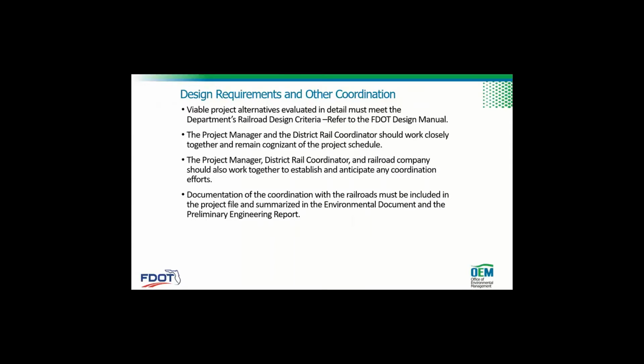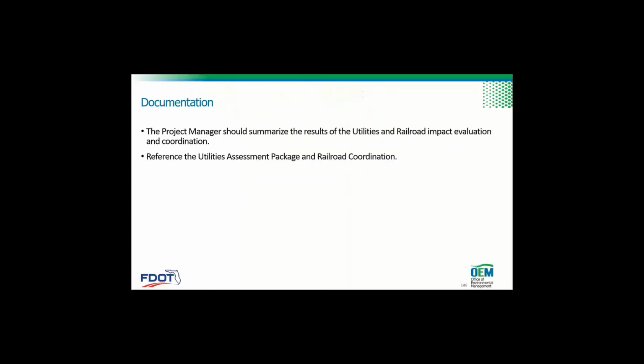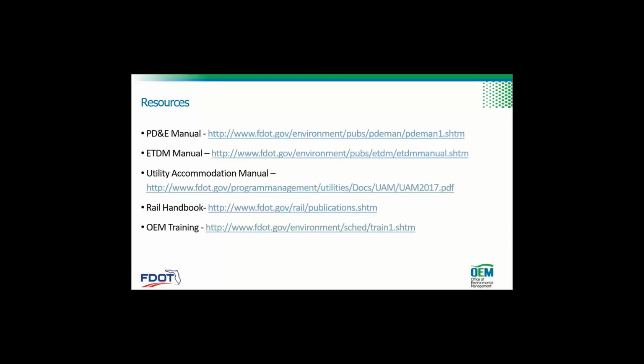So design requirements and other coordination. The project manager, district rail coordinator, and railroad company should also work together to establish and anticipate any coordination efforts. All right, and then finally, documentation. So the project manager should summarize the results of the utilities and railroad impact evaluation and coordination, and reference the utility assessment package and any railroad coordination in the document. And then here's some resources, and that's it.